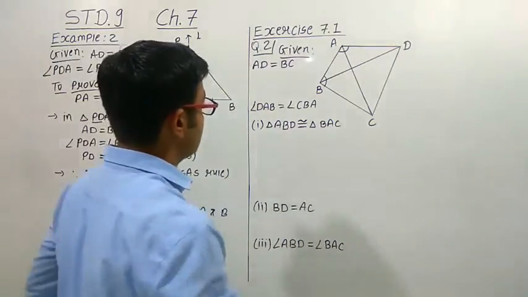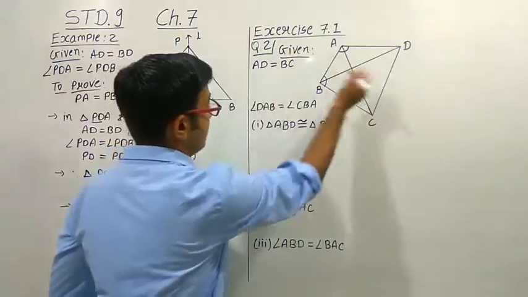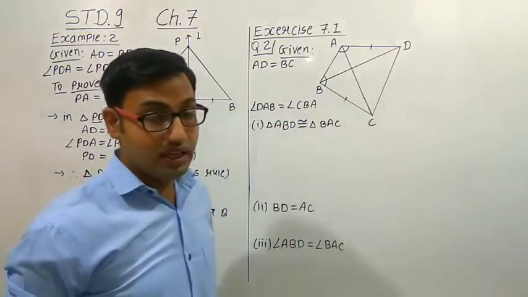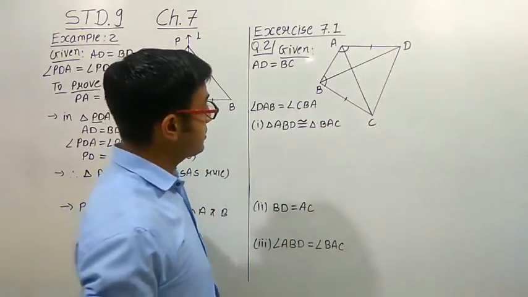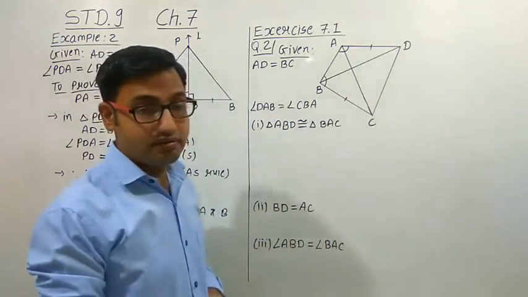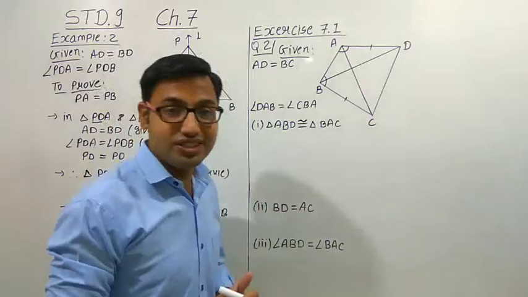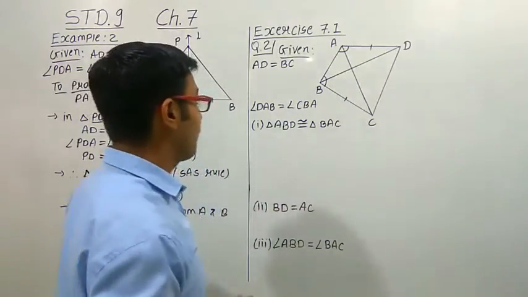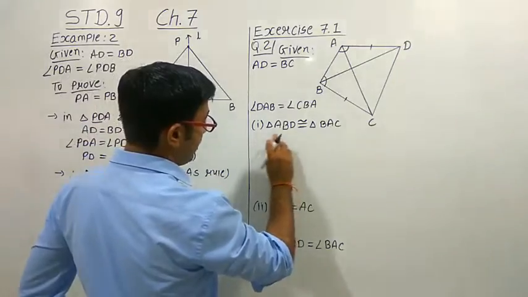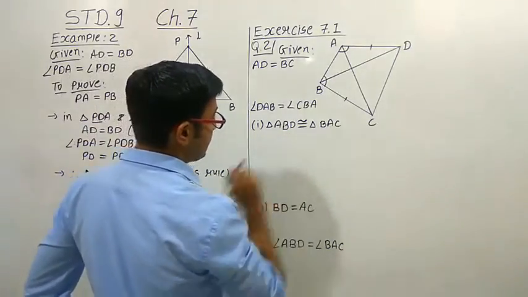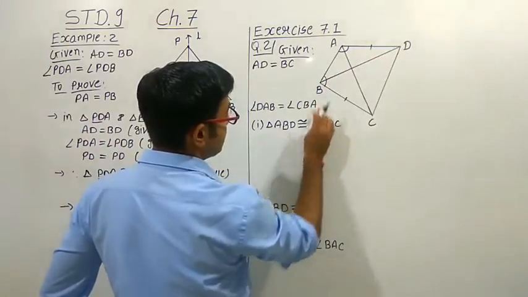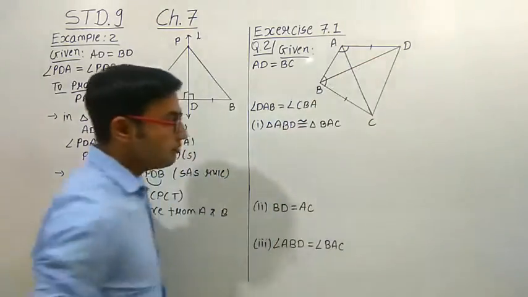Now what about the given condition? We have to write down here that AD side, this side, is equal to BC side. Now you are seeing this type of figure for the first time. There are lots of triangles here, so which two triangles we have to consider may be a confusion for you. So these two triangles we have to consider. Currently we have to work on ABD and BAC.